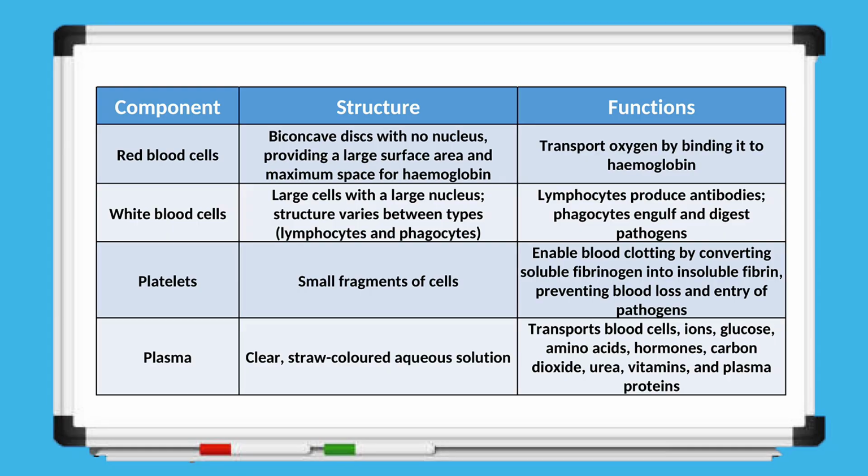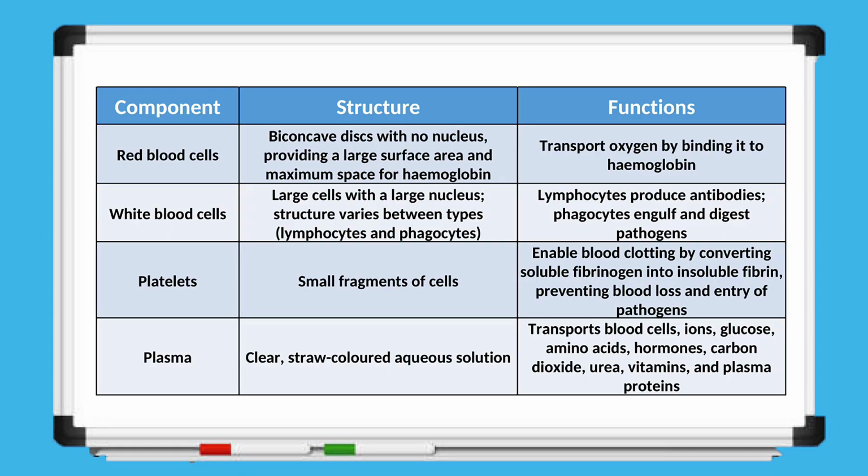White blood cells are large cells with a prominent nucleus, and their structure varies depending on the type, lymphocytes or phagocytes. Lymphocytes produce antibodies, while phagocytes engulf and digest pathogens to protect the body from infections. Platelets are small fragments of cells that help blood clot by converting soluble fibrinogen into insoluble fibrin, preventing blood loss and blocking pathogens from entering the body.